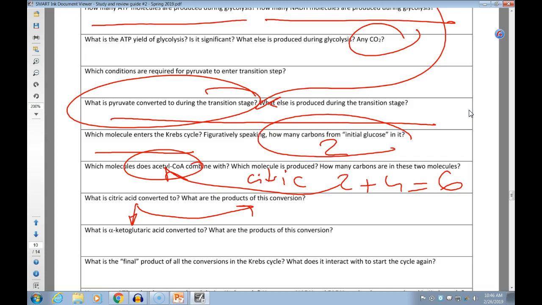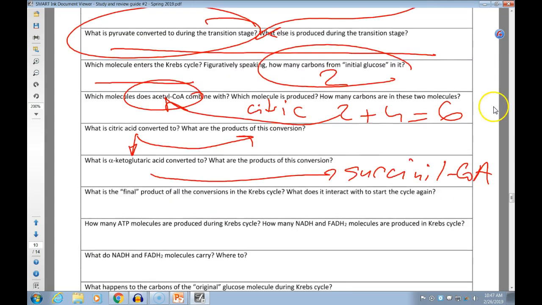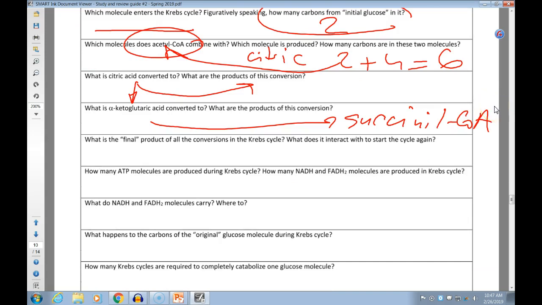Alpha-ketoglutaric acid is converted to succinyl-CoA. Another CO2 is formed, and NADH is produced. So for the Krebs cycle, you don't need to know anything more than I just told you, but you must know the products of the Krebs cycle: 8 NADH, 2 ATP, 6 CO2, 2 FADH2. Does that make sense? Per molecule of glucose.